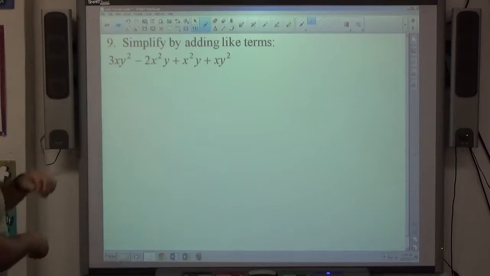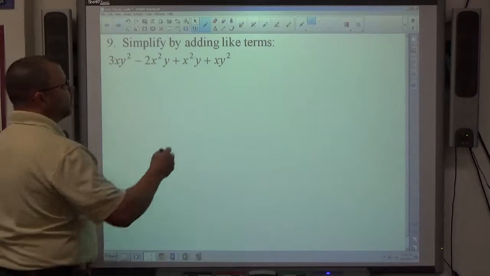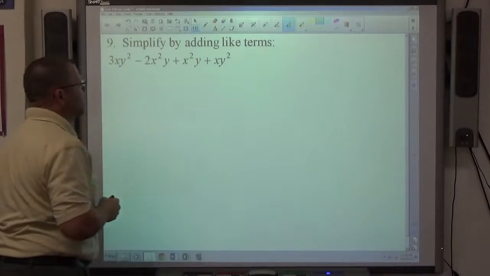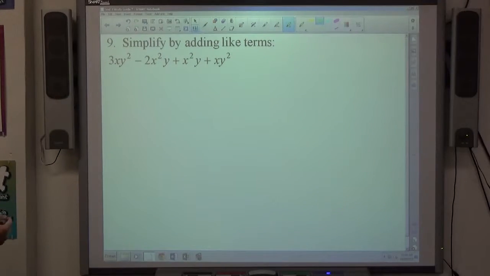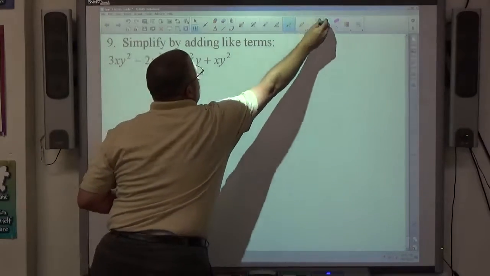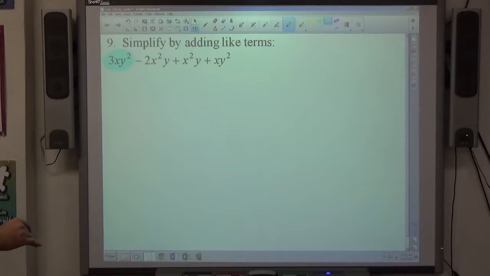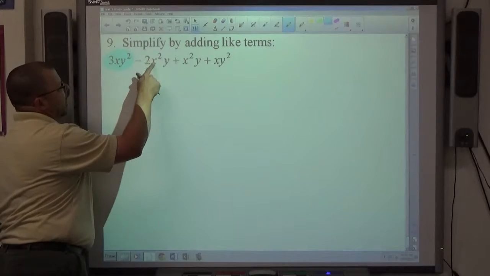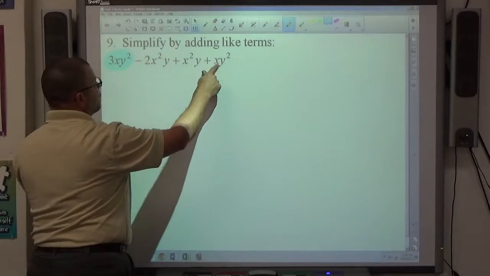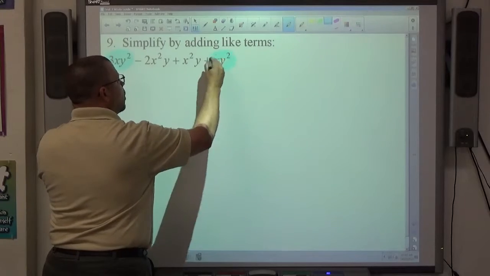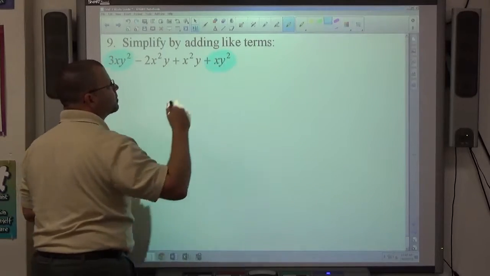Number 9, simplify by adding like terms. When we're comparing like terms, what we're looking for is the same letters raised to the same powers. So if I focus first of all on this 3xy squared term, whenever I do like terms, I always do this. I just take the first term and I compare it to everything else to see if it's a like term with anything else. X to the first, x squared different, x squared different, x to the first same, y squared same, so these two are like terms.